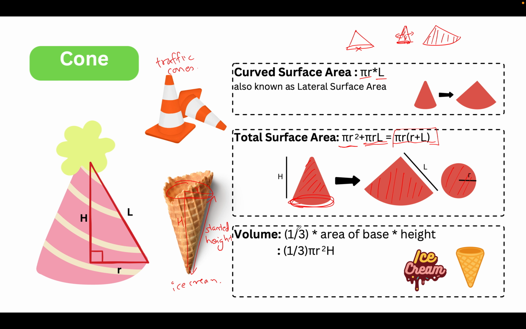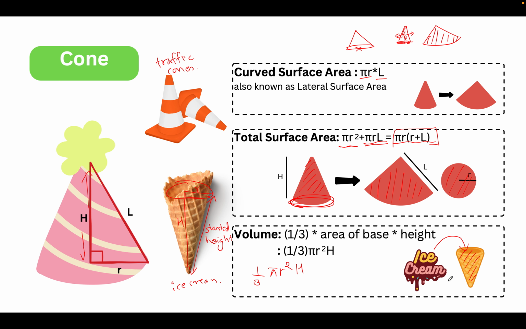Moving on to volume, we can find the volume of the cone by using the formula 1 upon 3 times the area of the circle, which is pi r square, times h, the vertical height. This is about the formula to find the volume of a cone. We need to find the volume of a cone to find how much ice cream a cone can hold.